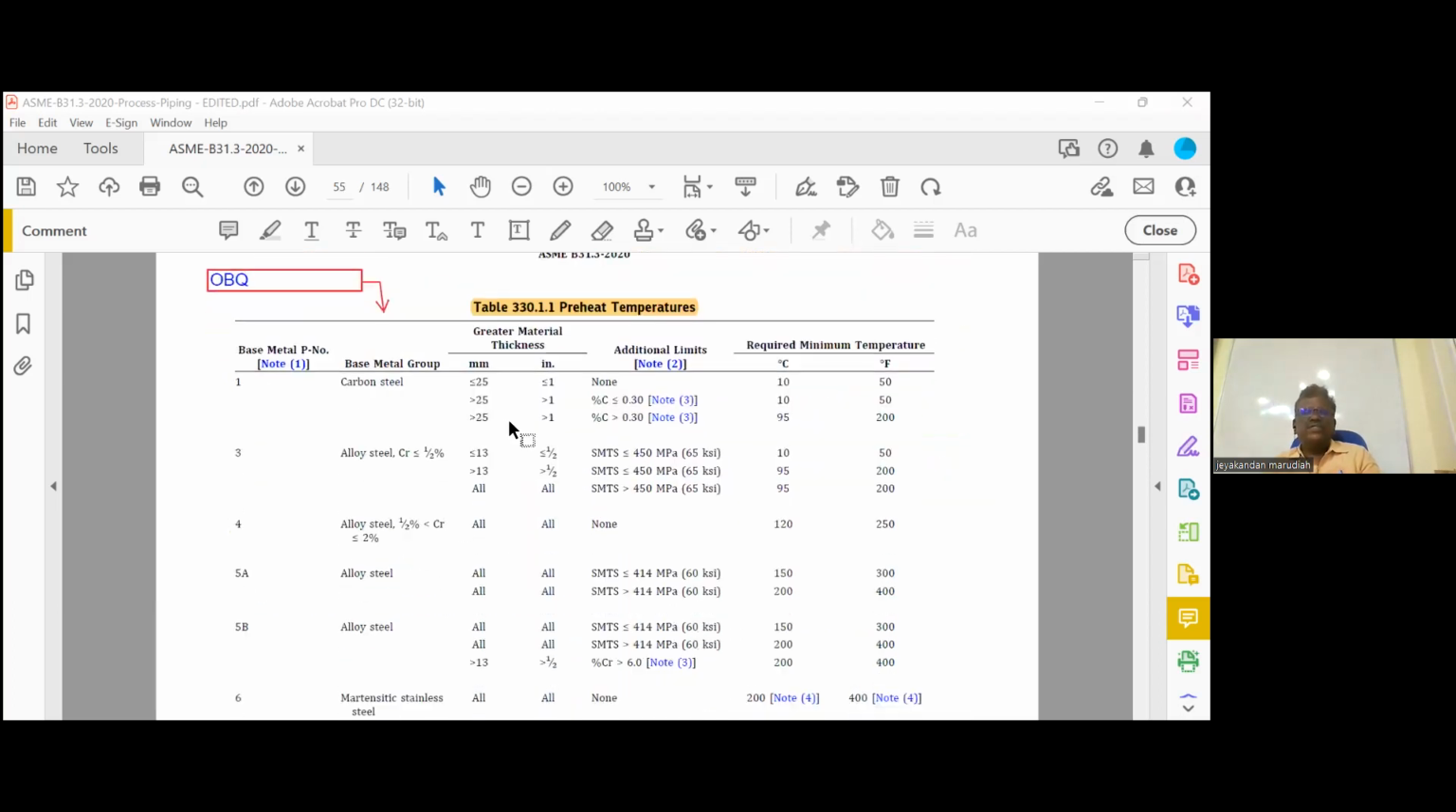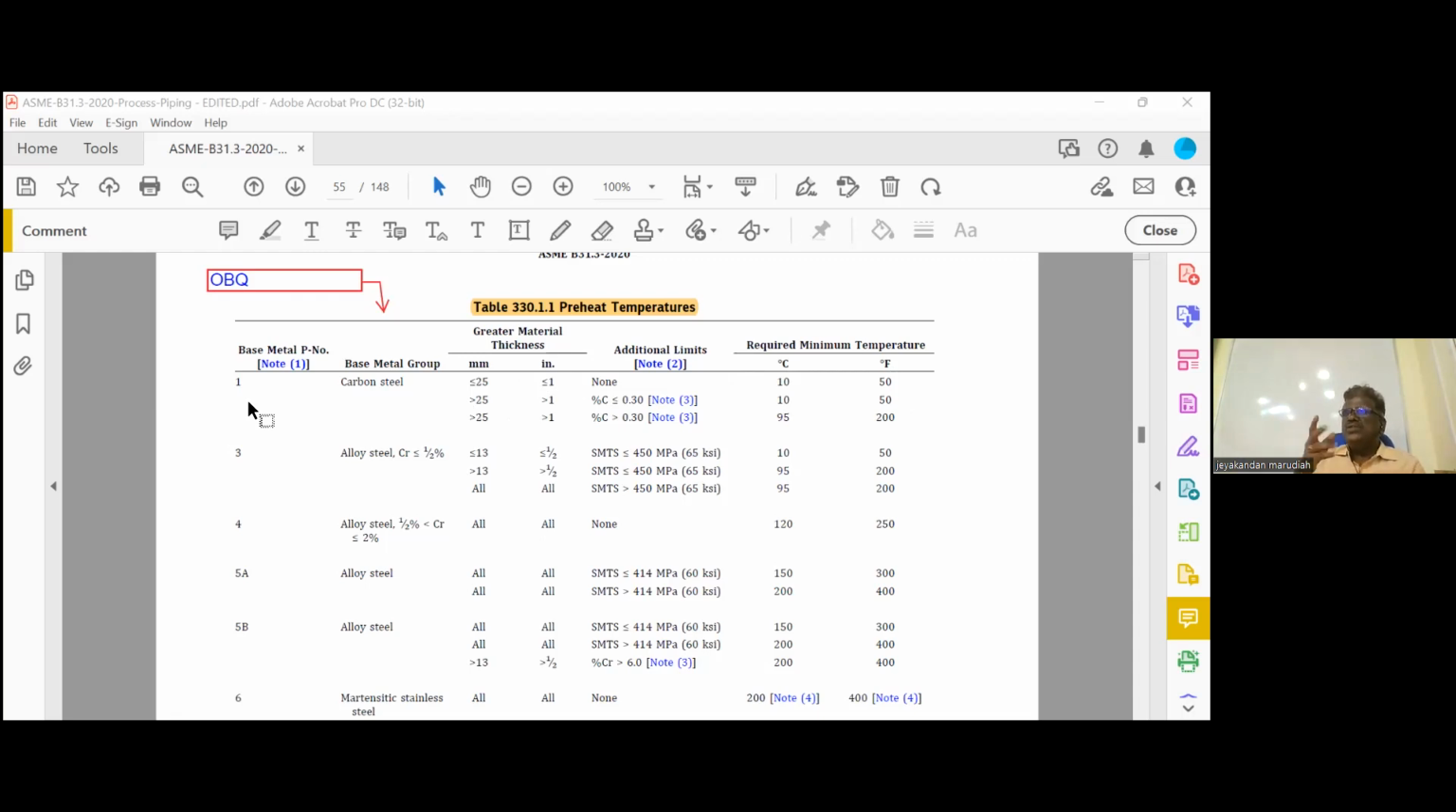Now the next page, preheat temperature. This is not very important, but you should know how to find the preheat temperature. Table 330.1.1. So it is based on the P number. Now, minimum preheat temperature is 50 degrees Fahrenheit. First, we will start with carbon steel, P number 1. This is the base metal P number. That's why I told you that you should know the P number. P number 1, there are two conditions.